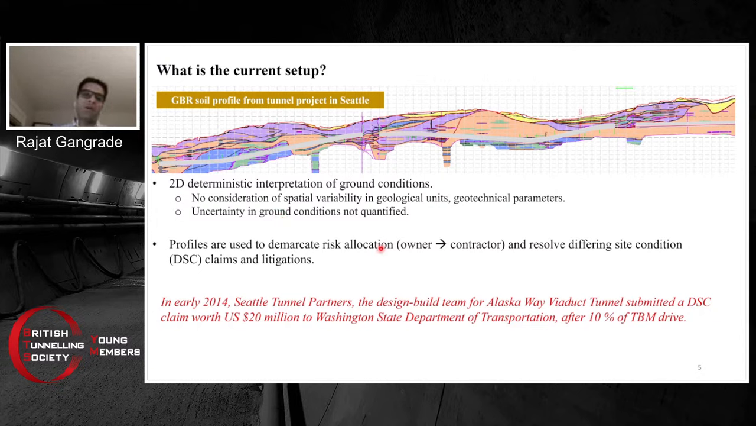of this occurring, or differing site conditions occurring, if you're working on probably a 20-mile tunnel project, as it was being done in Mumbai for Mumbai Metro Line 3. So if you're in as congested and complex an urban environment, we do not need to go down the route of having differing site condition claims or not characterizing what the uncertainty and variability is.